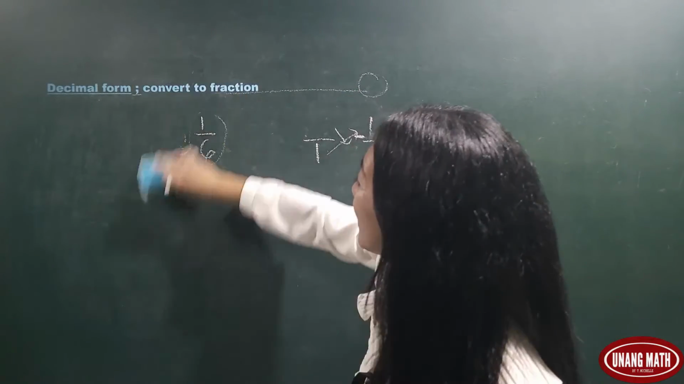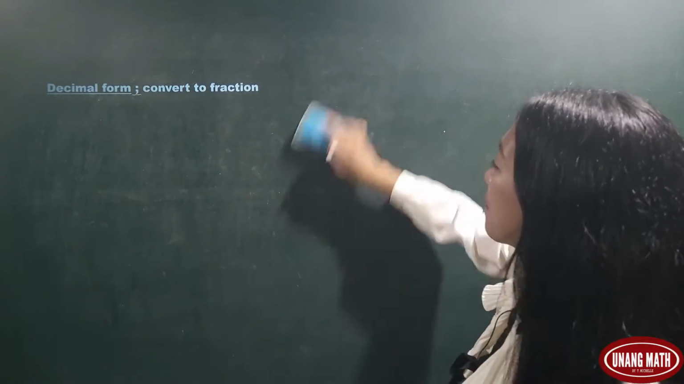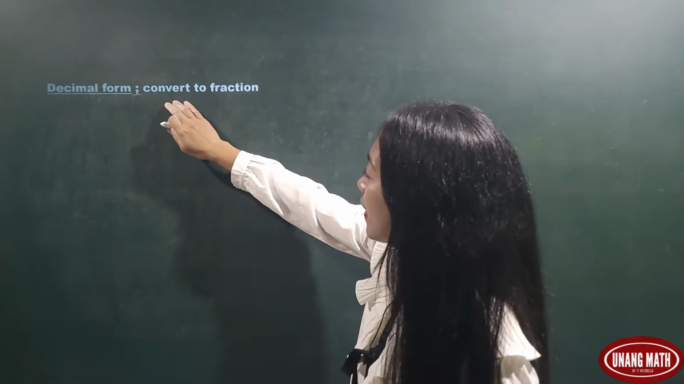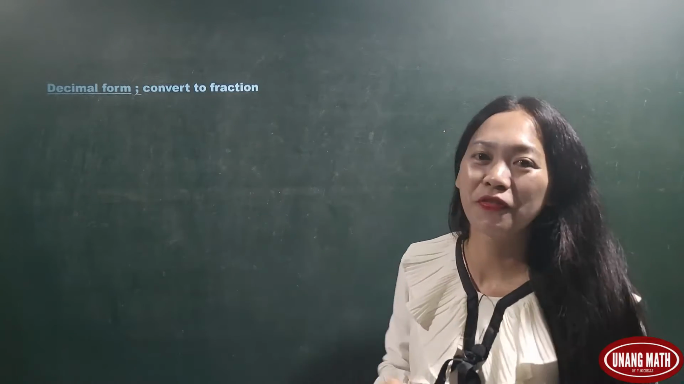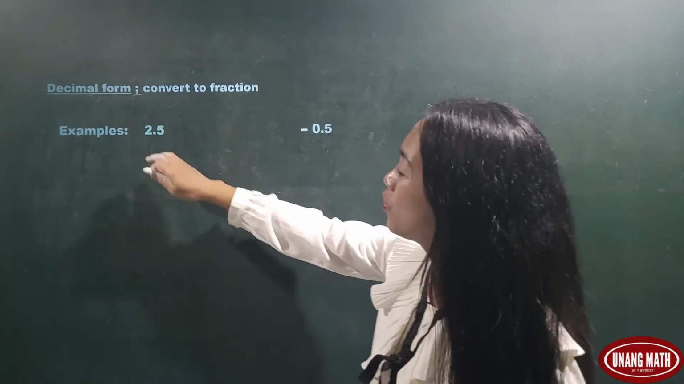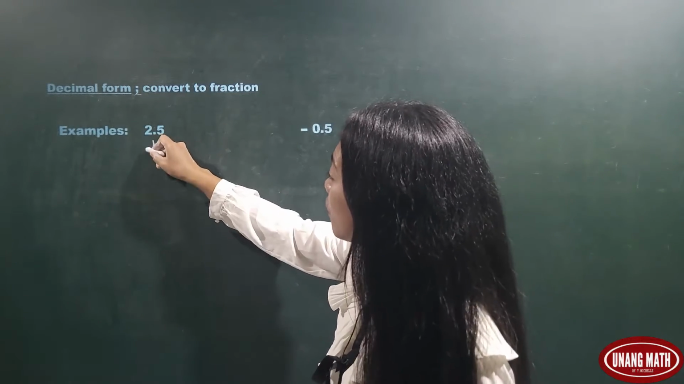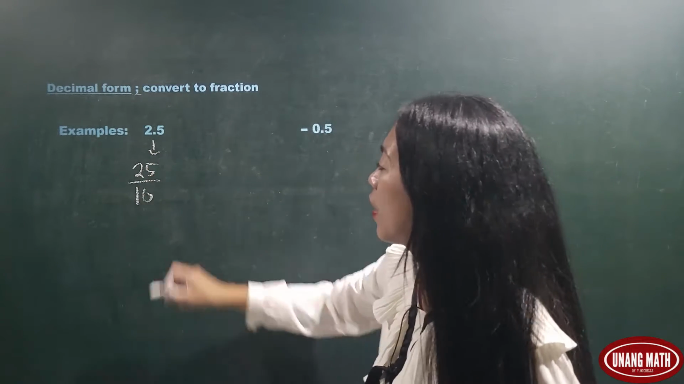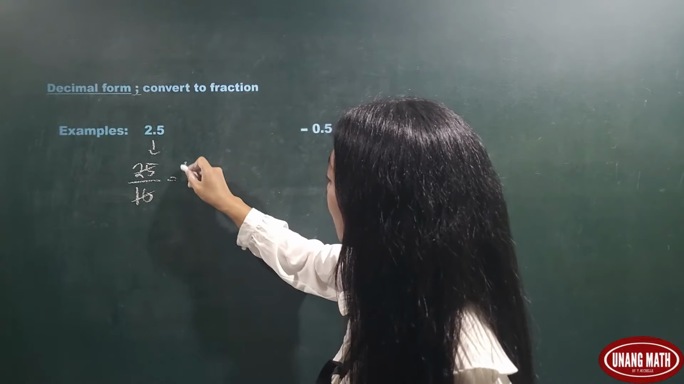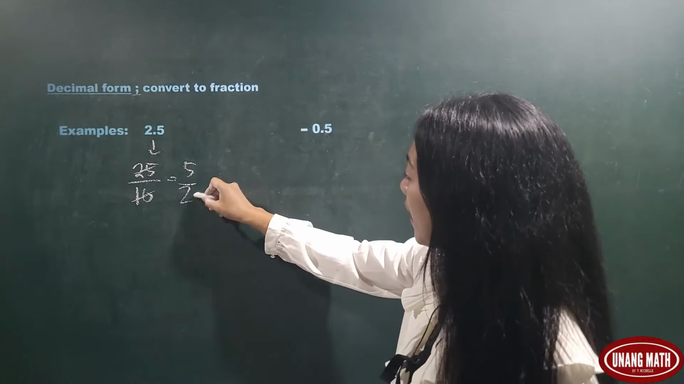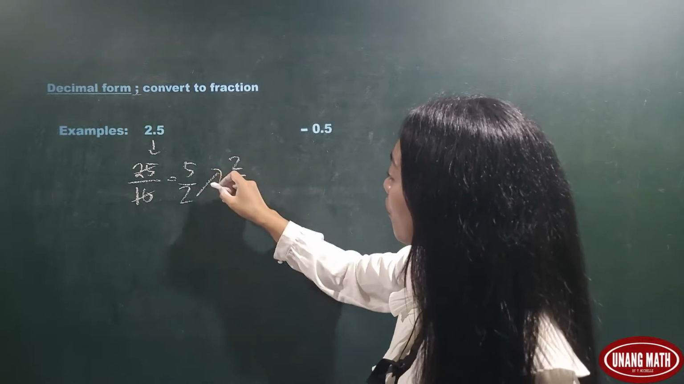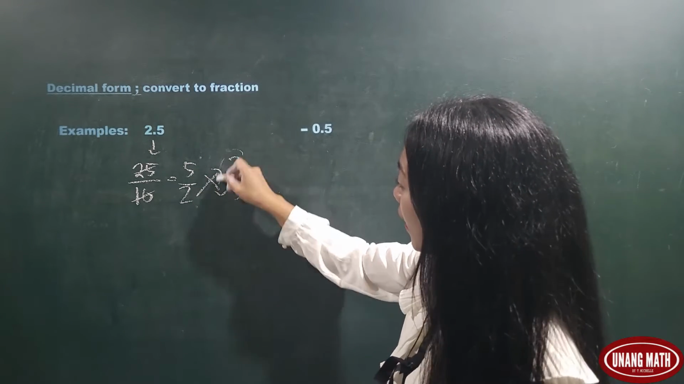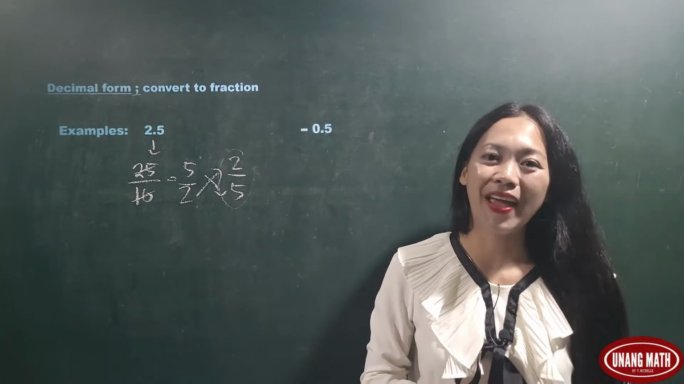How about if the given number is a decimal? What we need to do is convert the decimal number to a fraction. Example, 2.5. Convert this to a fraction. This is 25 over 10. We can simplify: 5 over 2. Now 2 is our numerator, 5 is the denominator. So 5 over 2's reciprocal is 2 over 5.